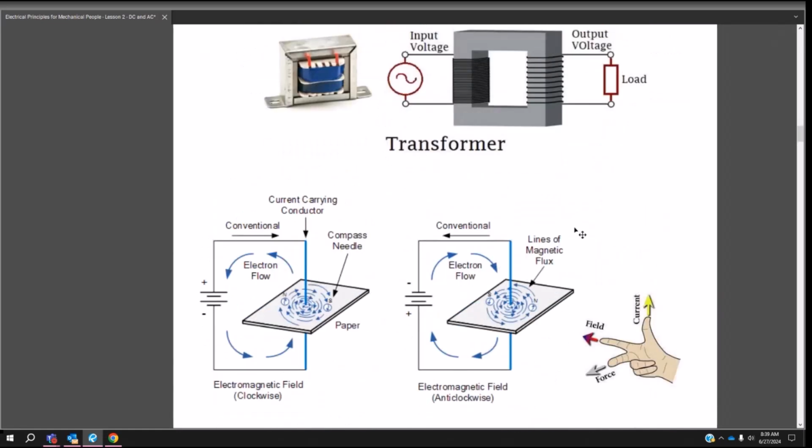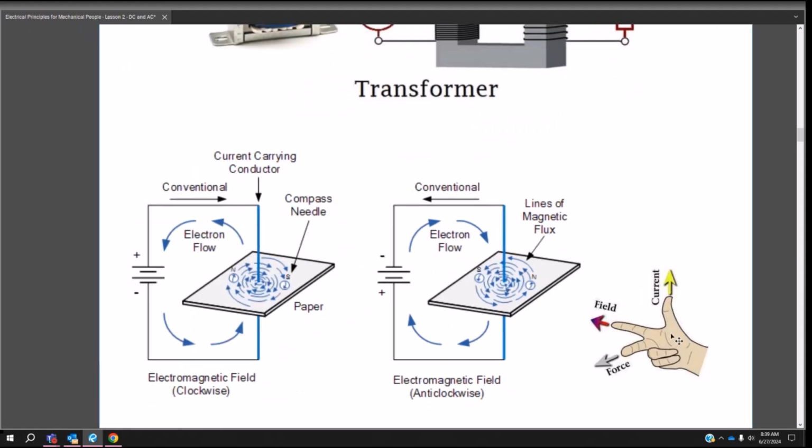Okay, and these work with this concept. So, and I'm terrible with this, but I wanted to throw it in there for the college kids or whoever else may be seeing this. If you have current flowing in one direction, in this case, the direction of your thumb, the physical force on this conductor is going to be in the direction of your middle finger.